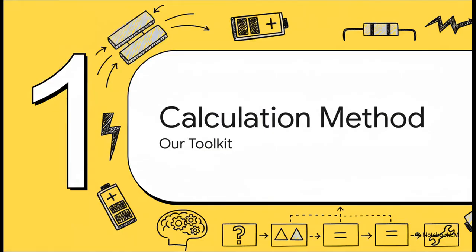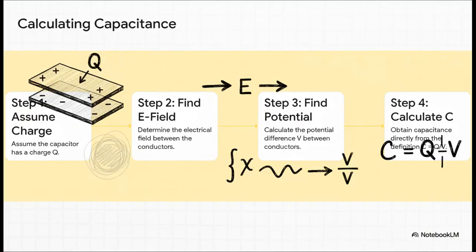Okay, so how do we actually figure out the capacitance for any random system of conductors? Well, it's not guesswork. There's a systematic 4-step process that comes directly from first principles. This is going to be our core toolkit for everything we do today. Here it is, our 4-step plan. First, we just imagine putting a charge plus Q and minus Q on the conductors. Simple enough. Second, we whip out Gauss's law, one of Maxwell's equations, to figure out the electric field between them.